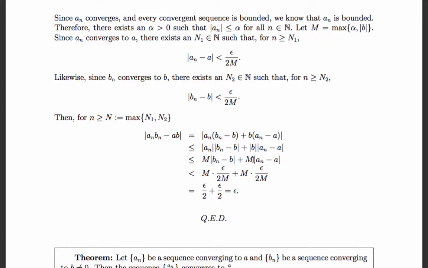Both of these terms are less than epsilon over 2M. M divided by M, they cancel. I get half an epsilon plus half an epsilon, which is a whole entire epsilon. So we showed that there does in fact exist a natural number N, and if little n is bigger than it, this difference is less than epsilon, and epsilon is arbitrary. So we've proven our result.